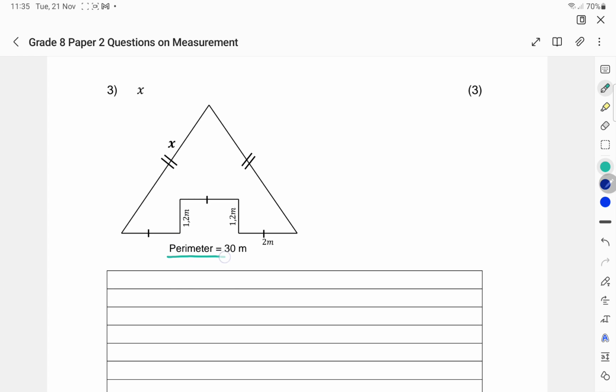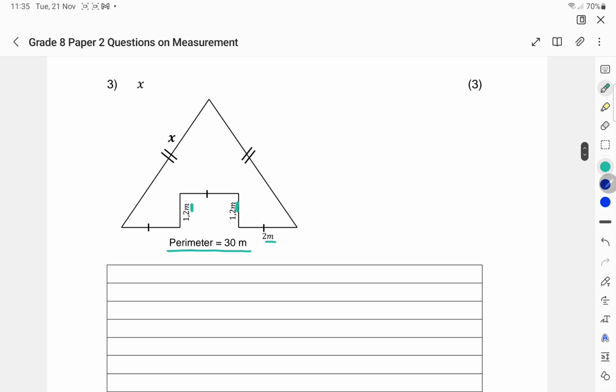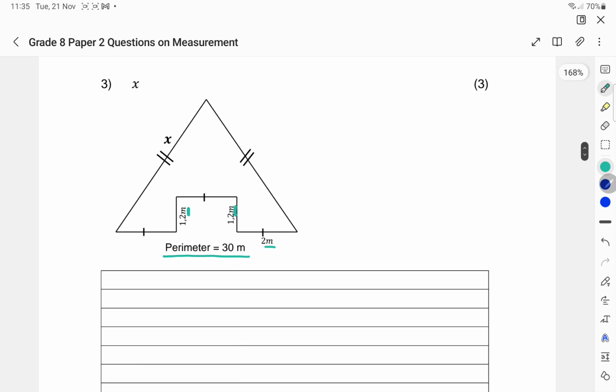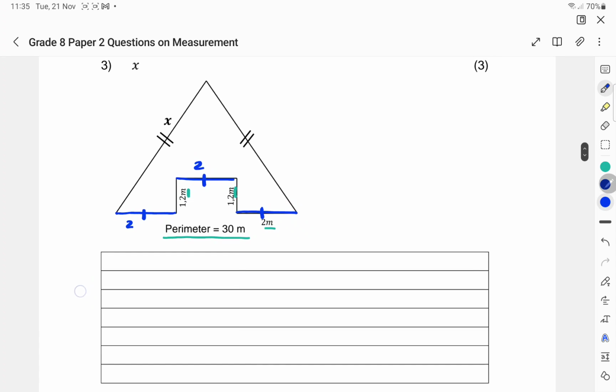They tell me that the perimeter is 30 meters. So let's just double check everything that has been given is in meters. So we don't have to stress about that. They're telling me that the 2 meters over here is that side, and that side. How did I know that? Because they're all indicated with a little stripey, which means that they are all the same length.